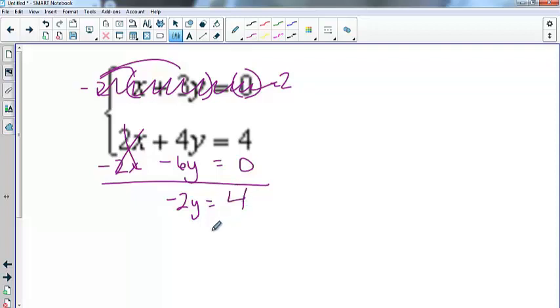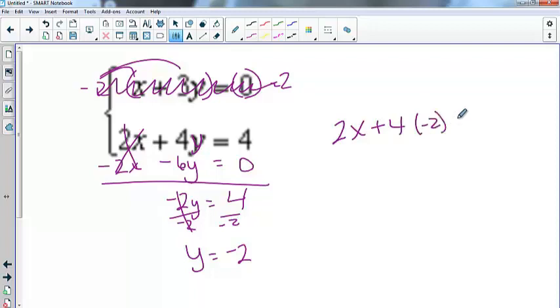How do I get y by itself? Divide by negative 2 on both sides. So y is equal to negative 2. Now that I know what y is equal to, I can plug it into an original. Which one do you want to plug it into? The bottom one, that's fine. So I'm going to plug it in right here. So I have 2x plus 4 times negative 2 equals 4.